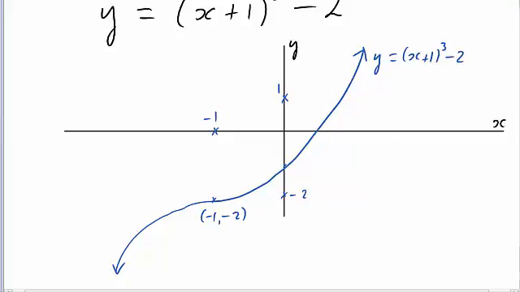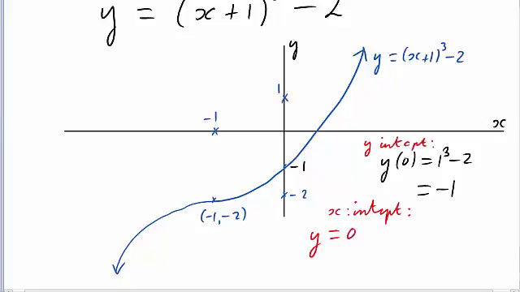But notice now we've got 2 further points to calculate, the 2 intercepts. When x is 0 in this formula, y is 1 cubed minus 2. That simplifies to negative 1, so that's where we hit the y-axis. What about the x-intercept? For the x-intercept, we need to solve y equals 0.